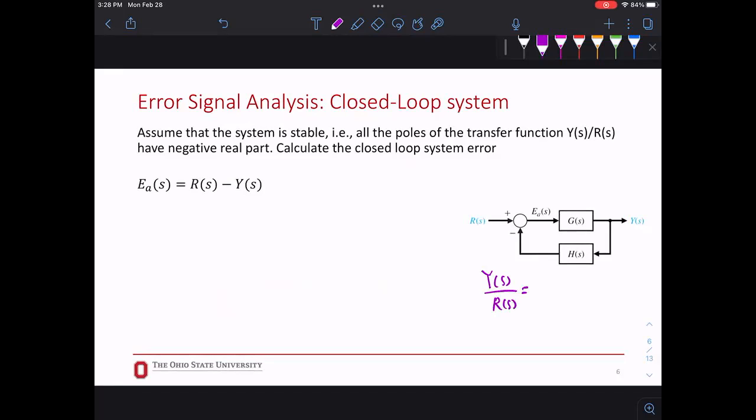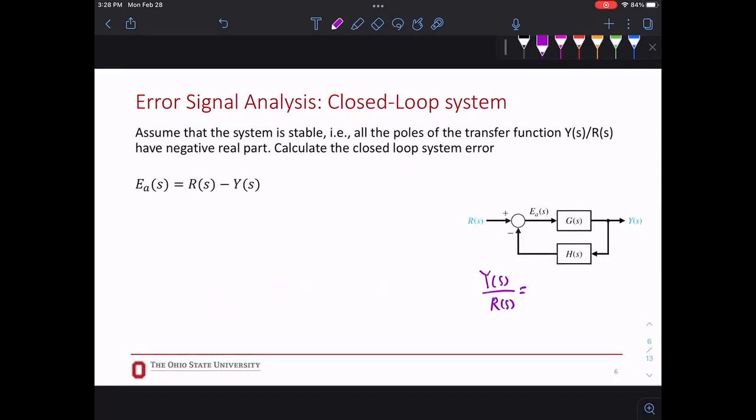Someone quickly. I heard G over 1 minus GH. So the output is basically G over 1 minus GH times R(s), right? Plus, yes, plus is not minus, plus because of this guy.